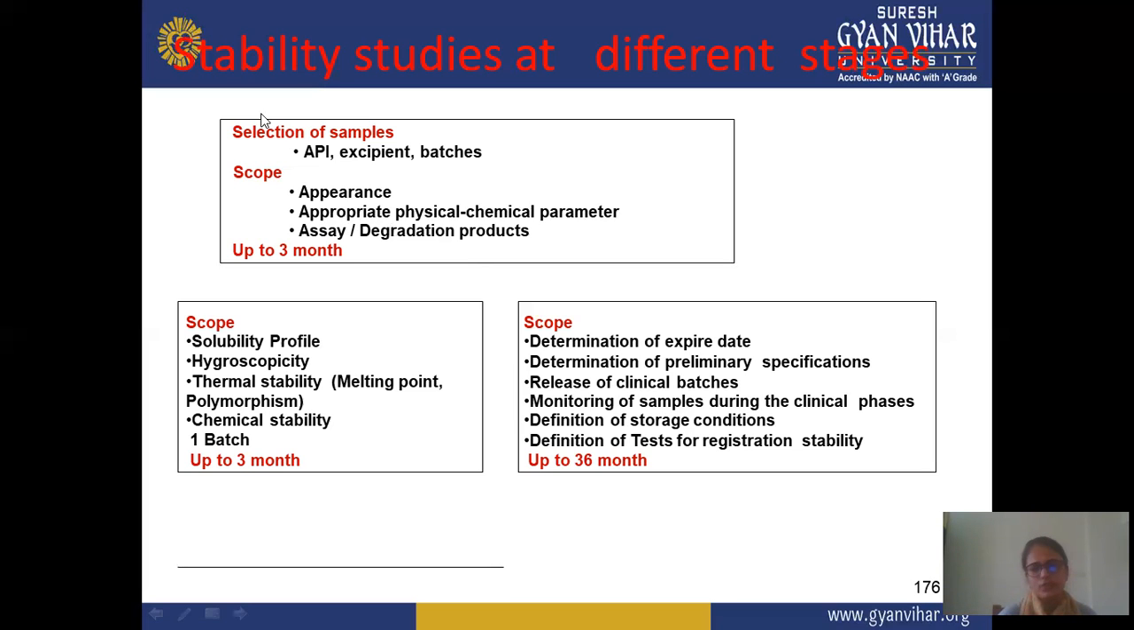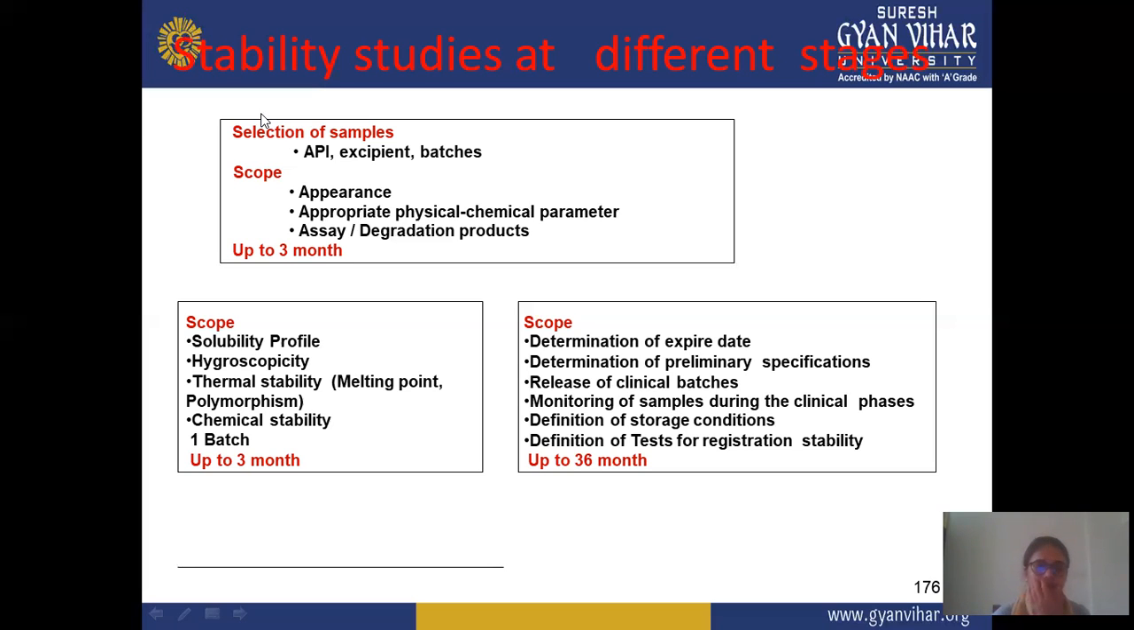If you perform this study for 3 months, maybe every month or at a particular interval of time, but we perform it for at least up to 3 months. And the second test is to perform solubility profile, hygroscopicity, and thermal stability. In thermal stability, mainly we perform melting point, polymorphism, and chemical stability. In this, one batch is required, and this study is also performed for 3 months.